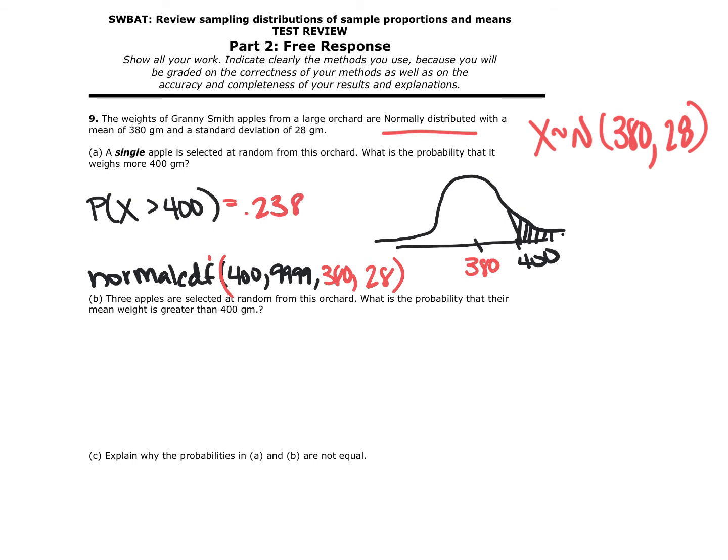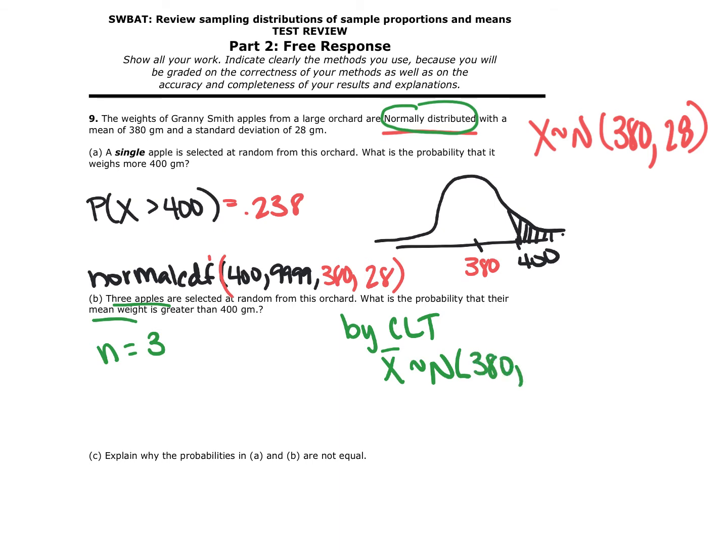So the next problem says 3 apples are selected at random from this orchard. What is the probability that their mean weight? So I've selected 3 apples. So now my n is equal to 3. And even though n is not bigger than our standard 30 that we need, we know the distribution is already normal. And because the distribution is already normal, by CLT, we're looking at the mean of the weight for those 3 apples, so that's X bar. Now it follows a normal distribution, with the mean equal to the population, which is 380.